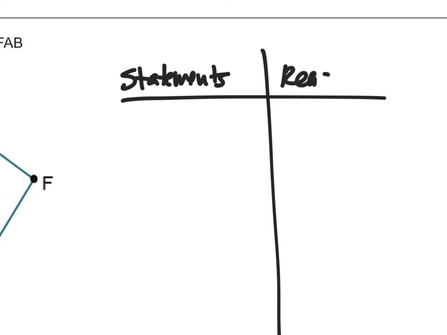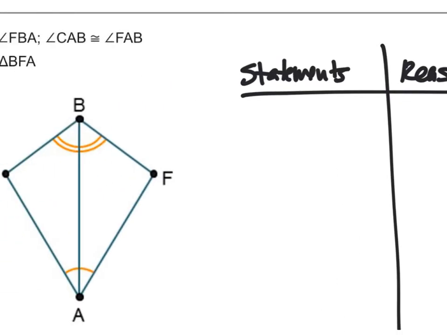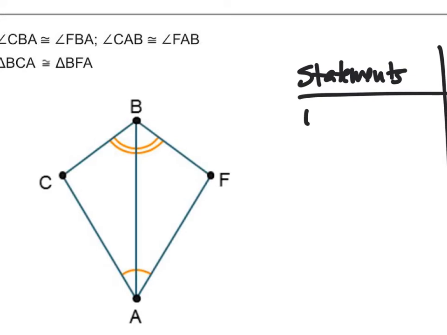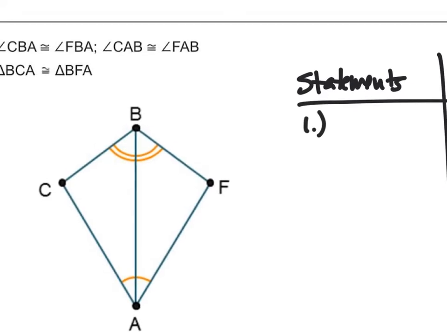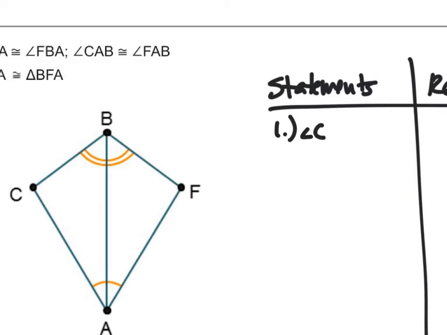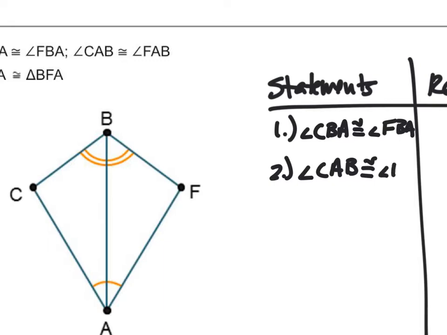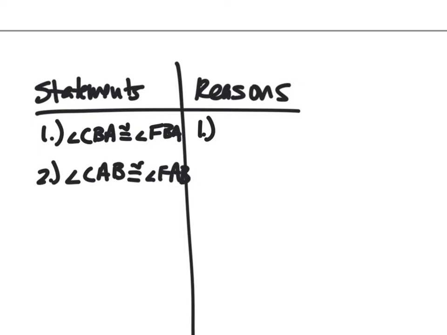Okay, and then reasons. So the first thing I'm going to say is write down our given information. That's angle CBA is congruent to angle FBA. And then the second one I'm going to say is that angle CAB is congruent to angle FAB. And the reason why is because you're given that information. So that's the reason.